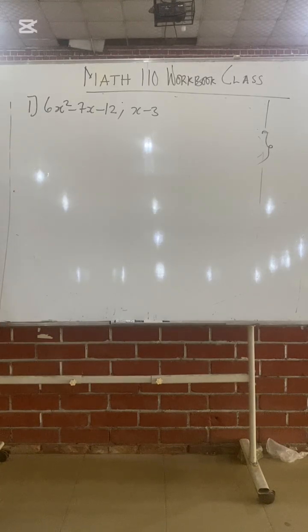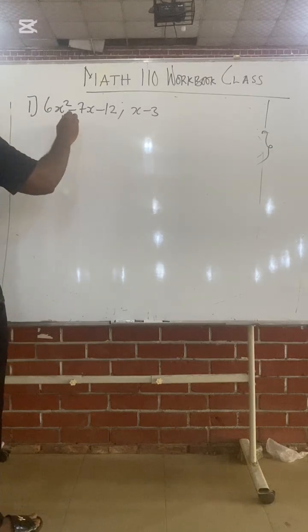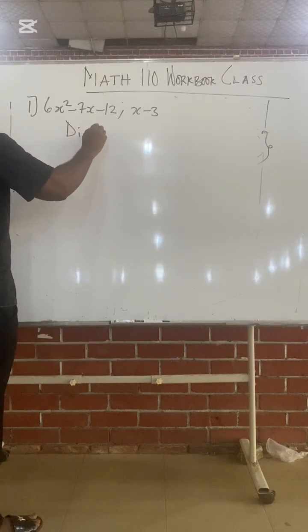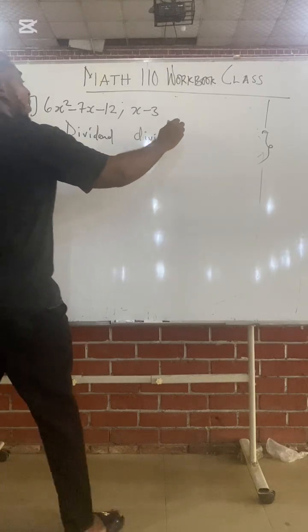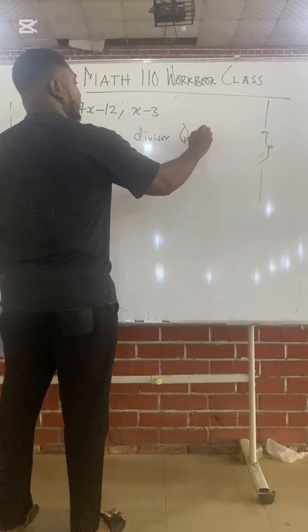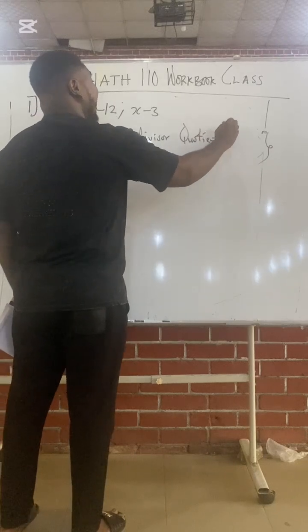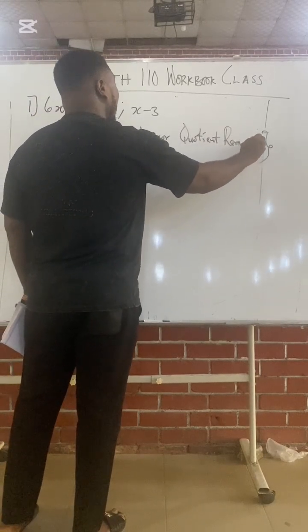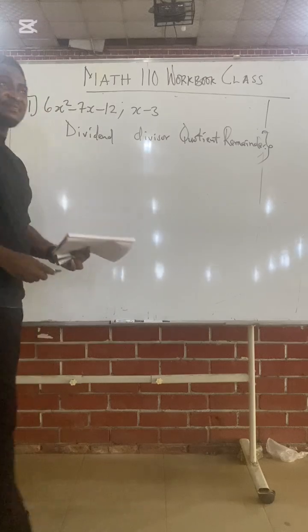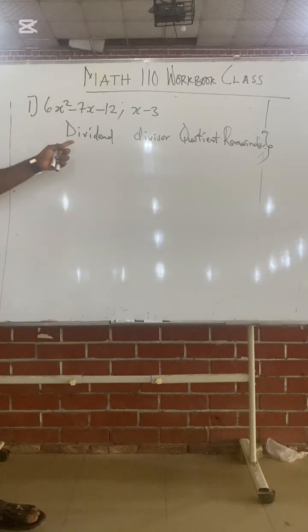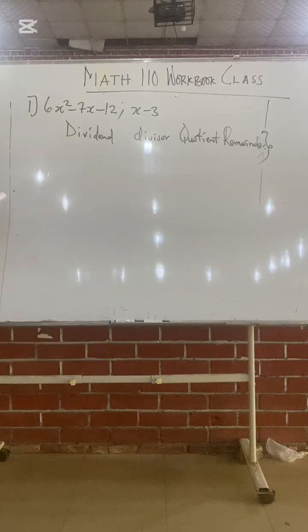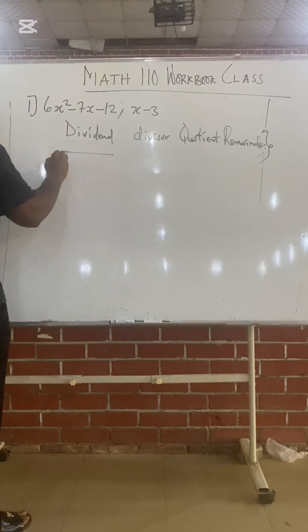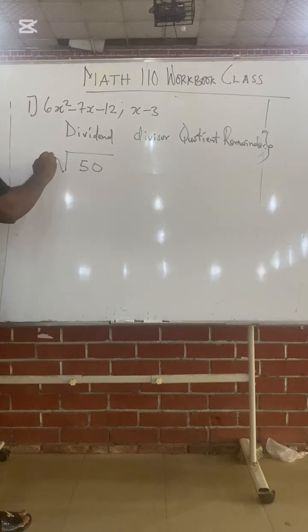Follow me, class. Long division of polynomials. What we call dividend. What we call divisor. What we call quotient. And what we call remainder. Follow me. This is not just an assignment, I'm explaining and teaching. Dividend, divisor, quotient, remainder. Who remembers from secondary school when we wanted to do long division, 50 divided by 4?